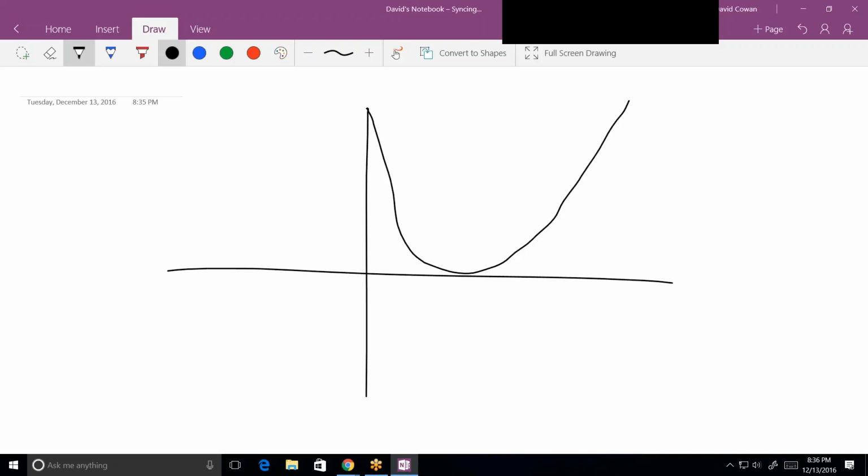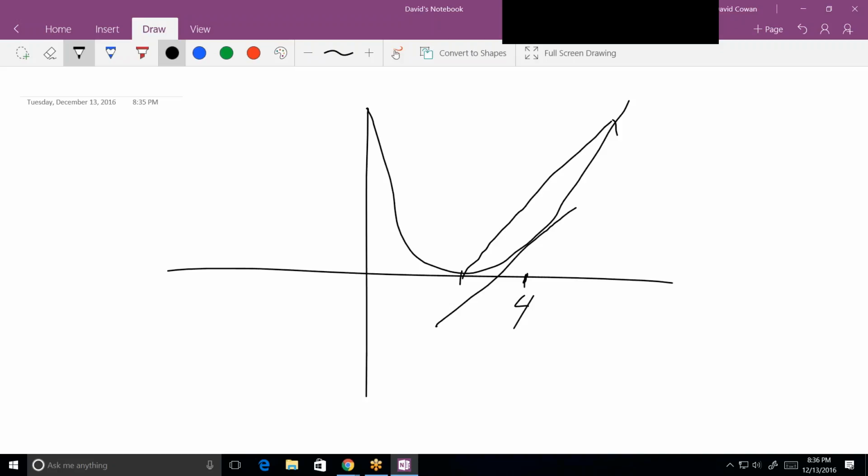If I want to know the rate of change between there and there, I can figure out the average rate of change. That's just rise over run, correct? But if I want to know the rate of change at this point right here, let's say 4, it's the slope of the tangent line. That's the instantaneous rate of change.